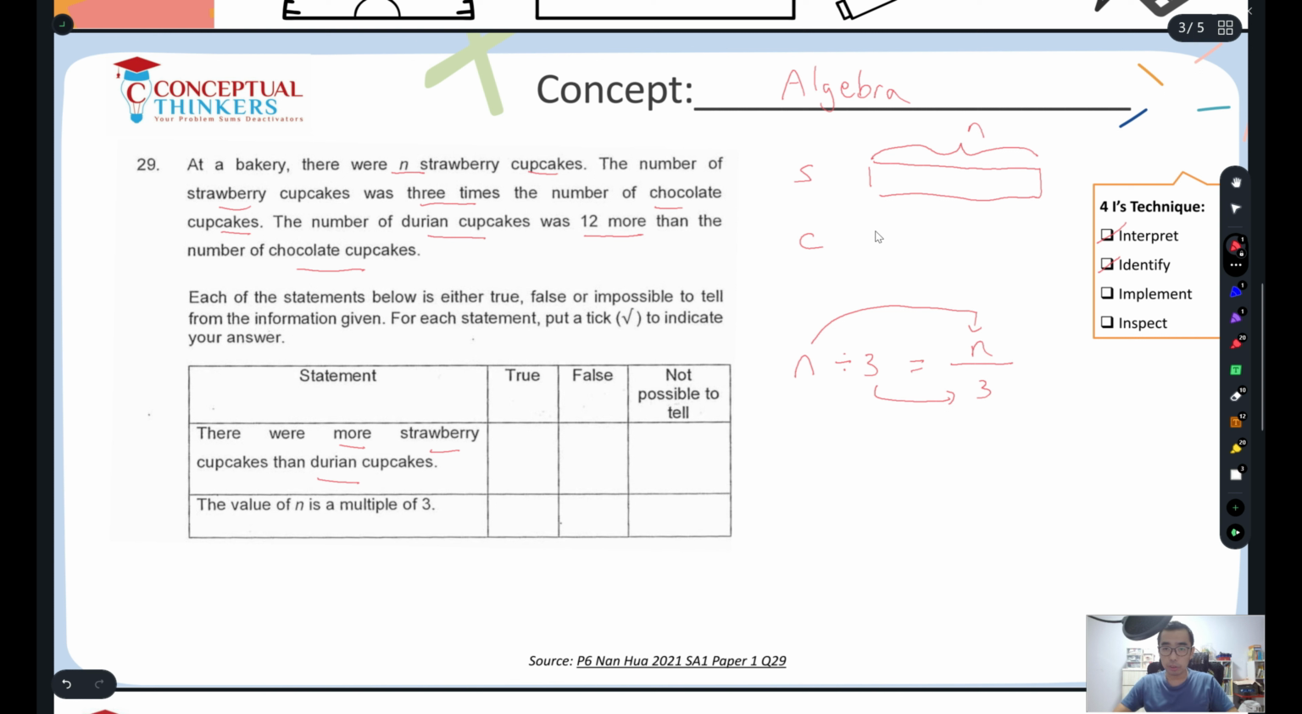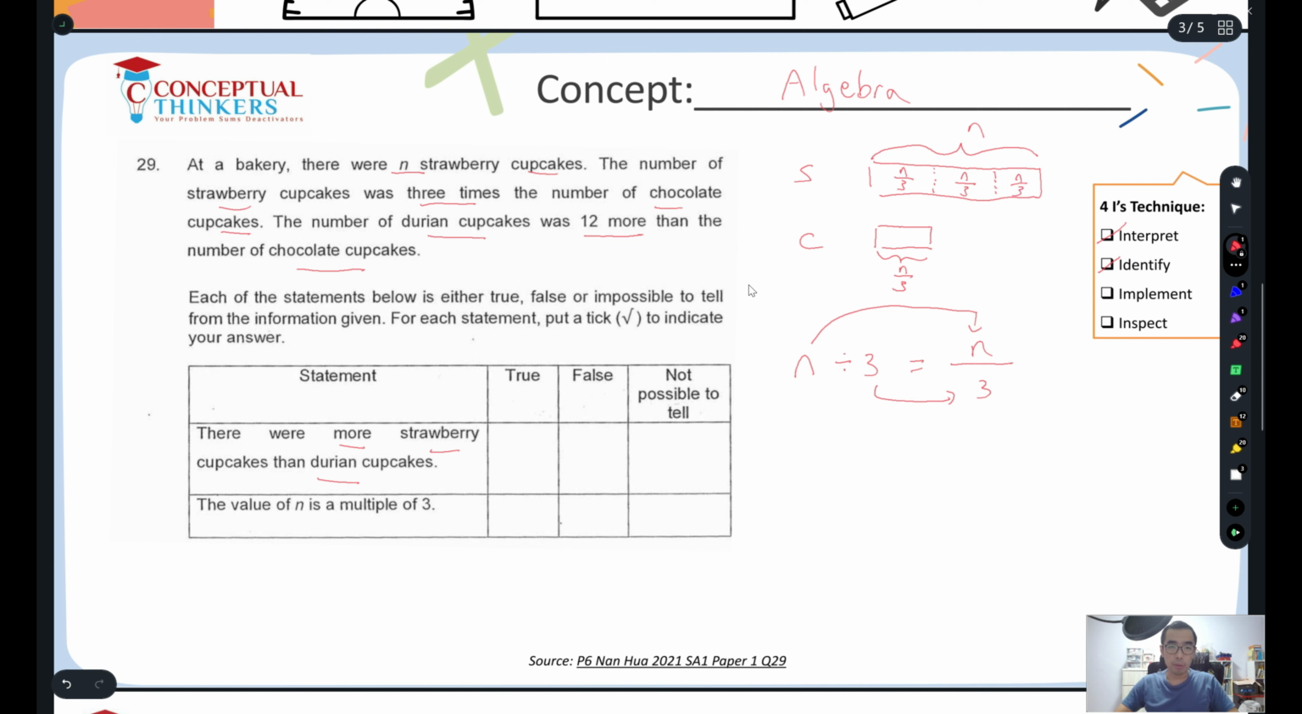So for chocolate, we have to break it into 3 parts. We break it into 3 parts, so each will be n over 3. So here will be n over 3, n over 3, and n over 3.